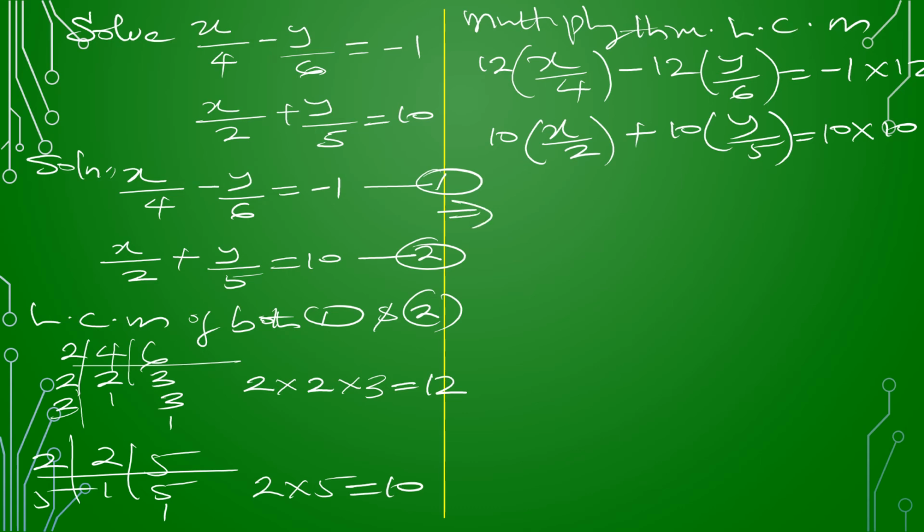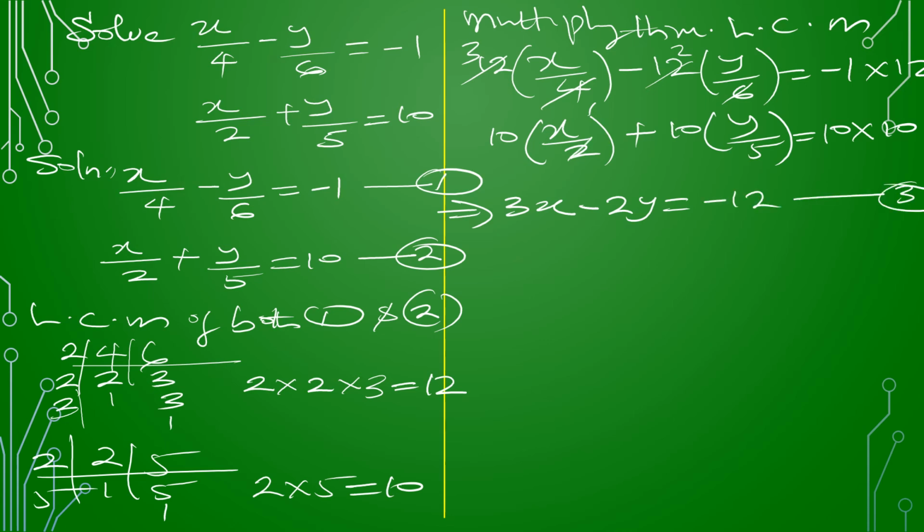Now this simply means if you simplify the two equations, we now have 4 here 1, 4 here 3. We have 3x, 6 here 1, 6 here 2. We have -2y as equal to -12. We call this equation 3 now.